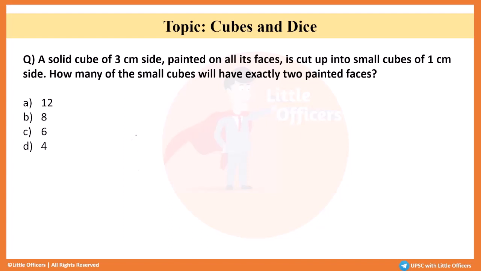नाउ लेट अस गो टू द नेक्स्ट क्वेश्चन। ये सॉलिड क्यूब ऑफ 3 सेंटीमीटर साइड painted on all its faces and is cut up into cubes of 1 centimeter side. How many small cubes will have exactly 2 faces painted?